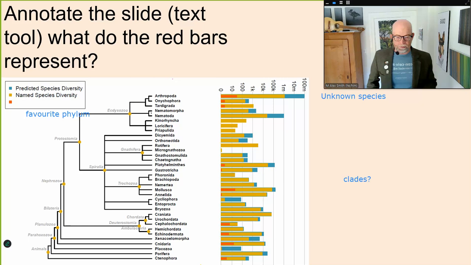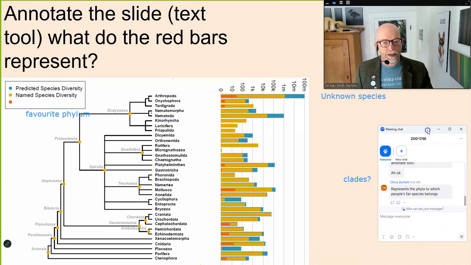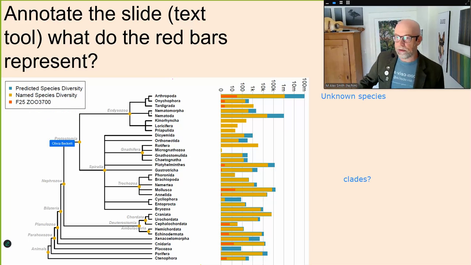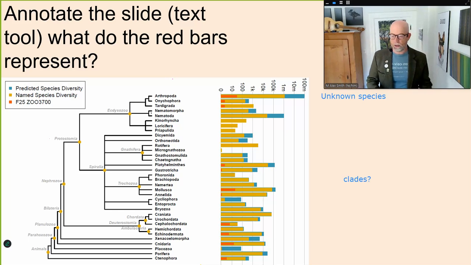Now I got some ideas. That's great. Awesome. Olivia, that's exactly it. It's the phylum to which your favorite species belongs. So that is what the red bars represent. What kind of patterns do you see? The phylogenetic distribution of your favorite invertebrate. Any trends?